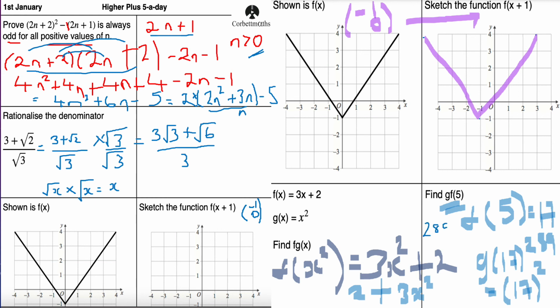And the answer for fg of x, just to be clear, is 3x squared plus 2. So it's working out the function g of x and then replacing x with that. So it's f of g of x, so it's f of x squared, which means replacing x with x squared into the function there. And that gives us our answer.